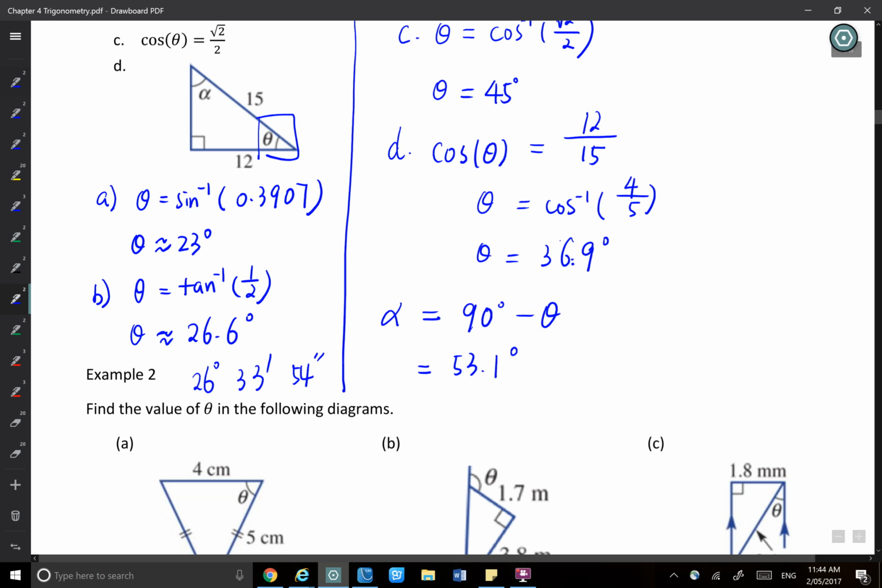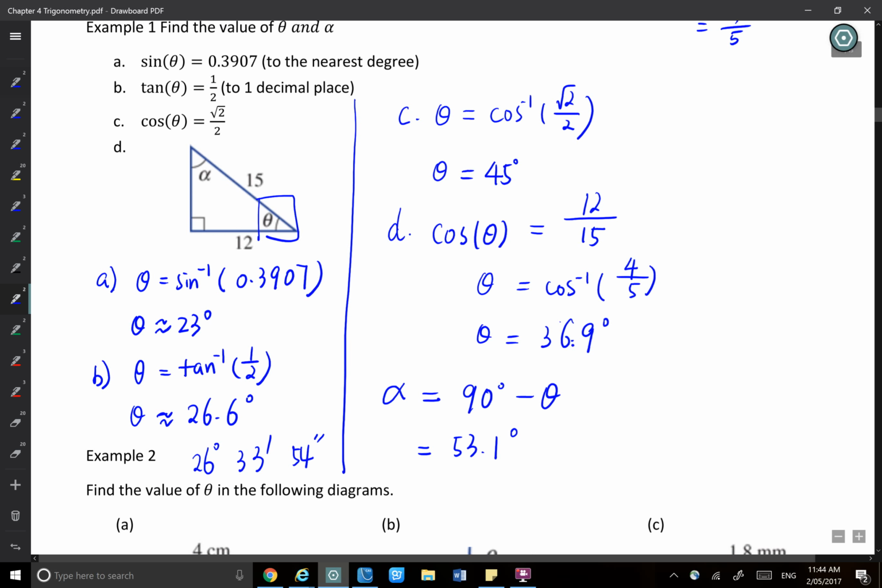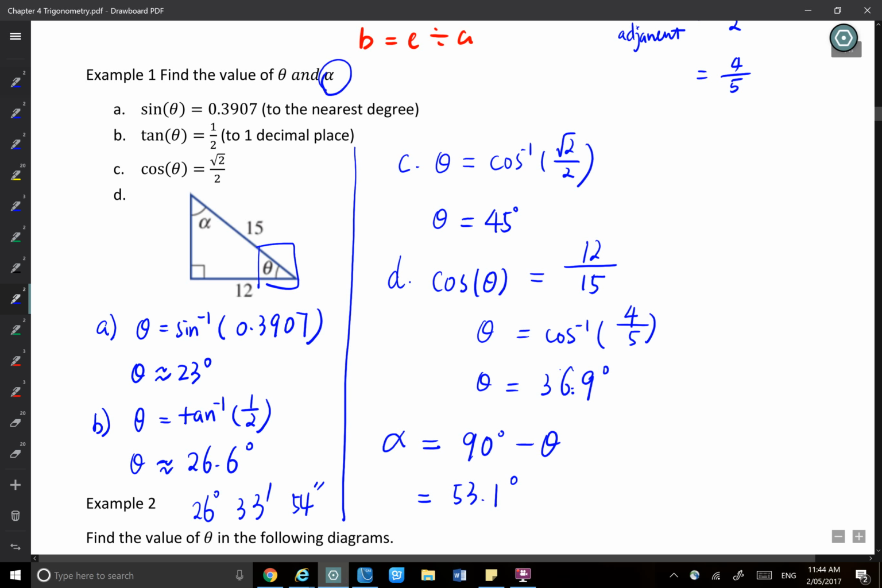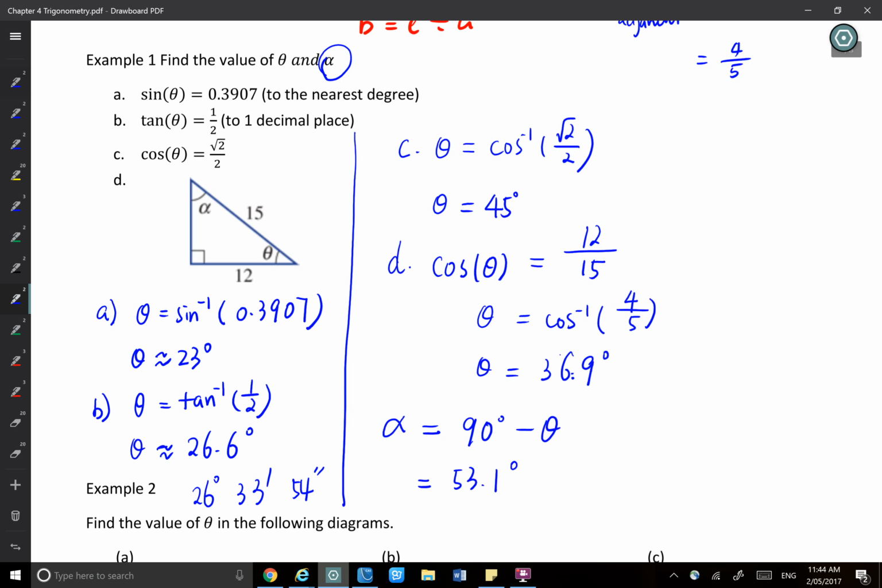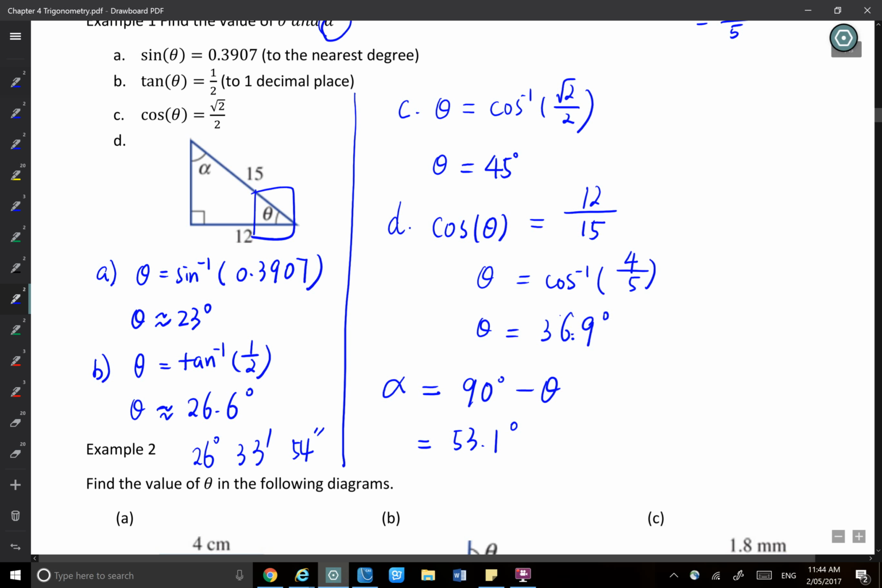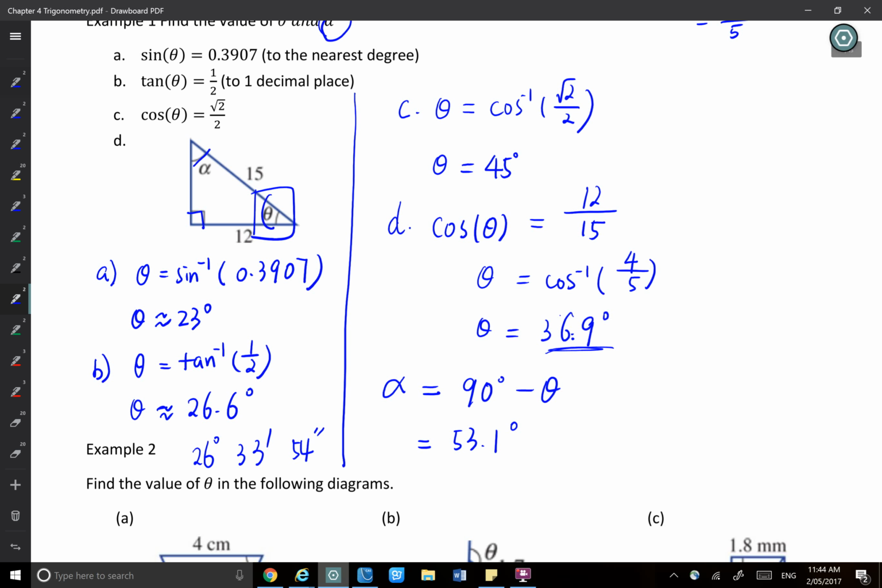Where's X? That's alpha. That's not A, it's alpha. Here. What angle is that angle? That's a right angle, so this plus this will give you 90. Alpha plus theta will be 90, plus another 90 is 180.